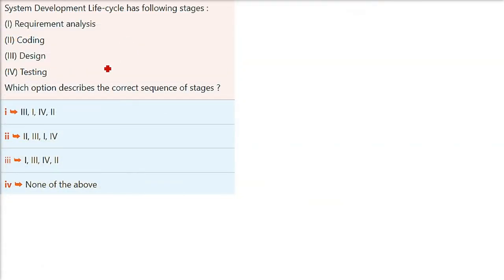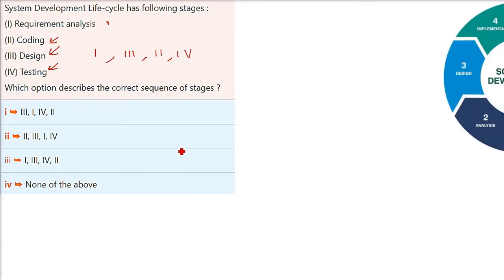The software development life cycle has the following stages. The first thing is requirement analysis, where you create the SRS, software requirement specification. Then you design, you prepare the design documents. Then you code. Then finally you test the code. So 1, 3, 2, 4. Do you find any of the options? No. So the answer is none of the above.